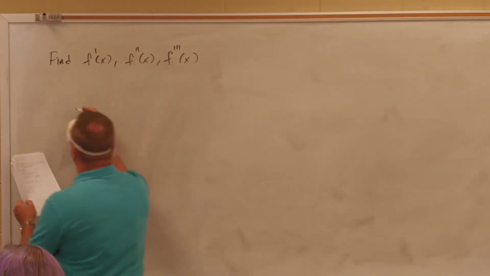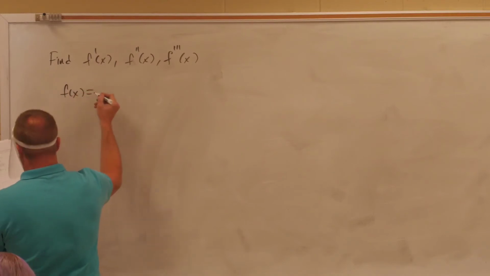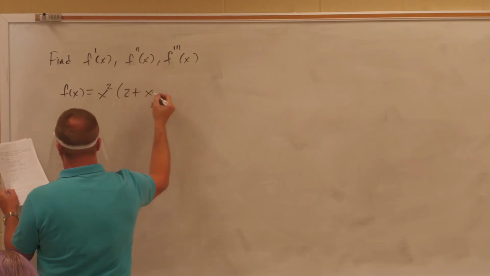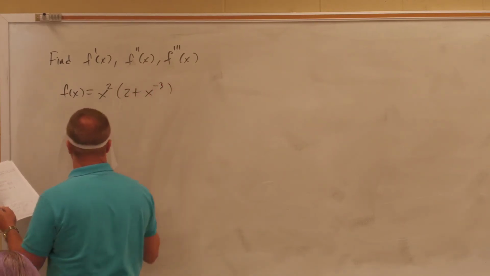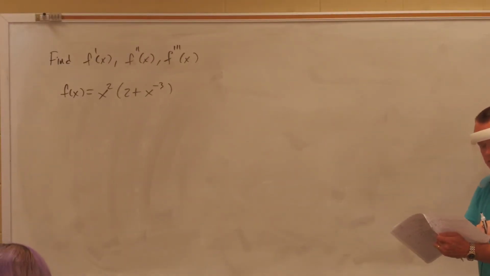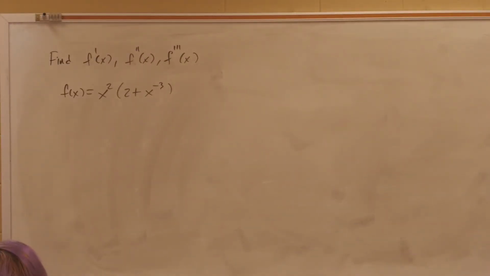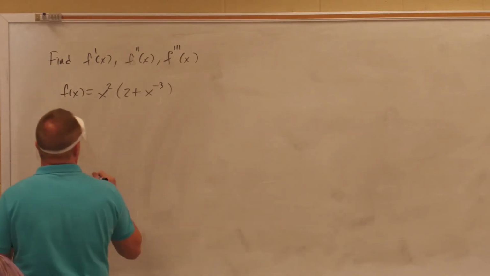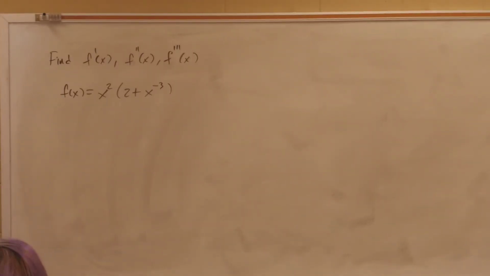All right, so we got f of x equals x squared times 2 plus x to the negative 3 power. Let's do one of these. You could multiply that out, distribute it to make it a little simpler, but we want to use what we do in this section, which is the product rule. So let's do the product rule.